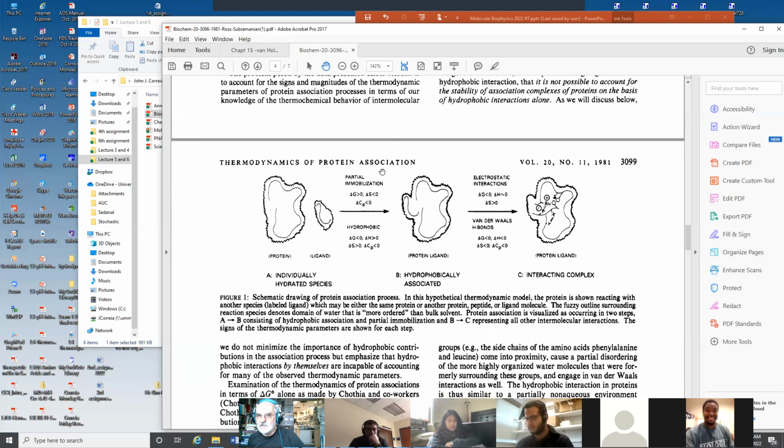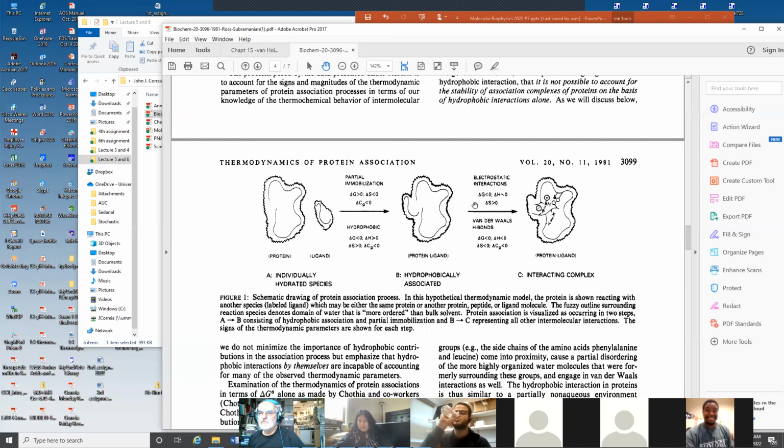So there's always a partial immobilization step that has to happen in addition to all of the other specific interactions that occur in the interface, okay? And so this partial immobilization is something that we always have to take into account because it's unfavorable, and all of the other interactions have to overcome that unfavorable immobilization, loss of mobility, okay, that give rise to the stable complex that is made.